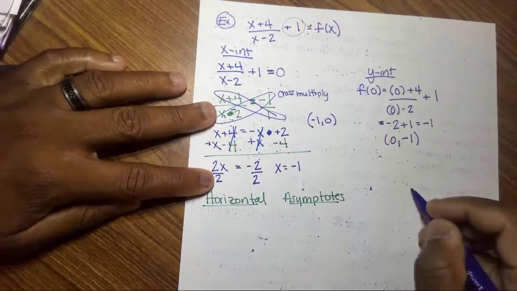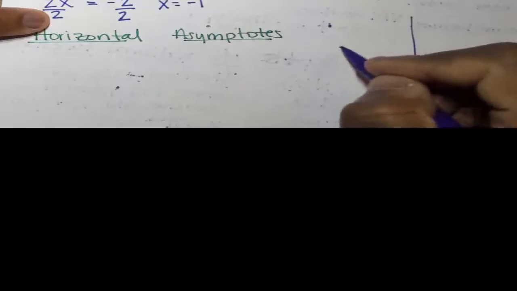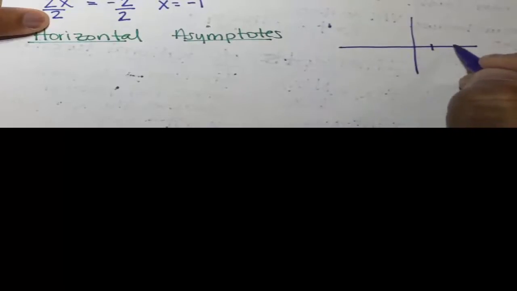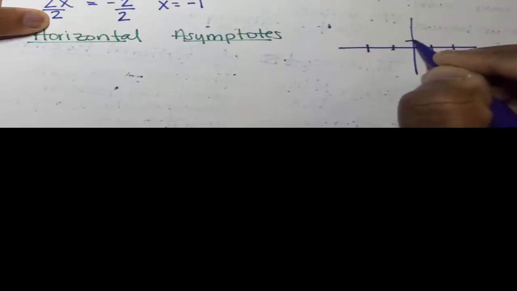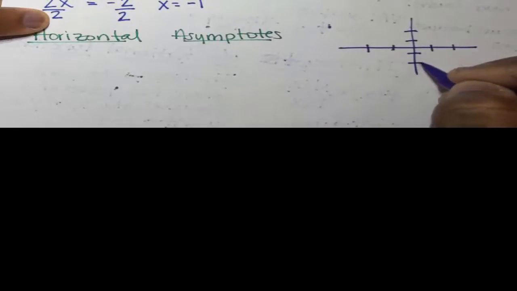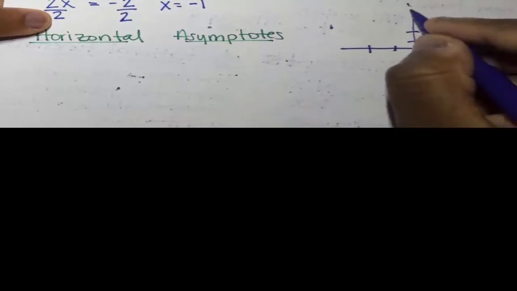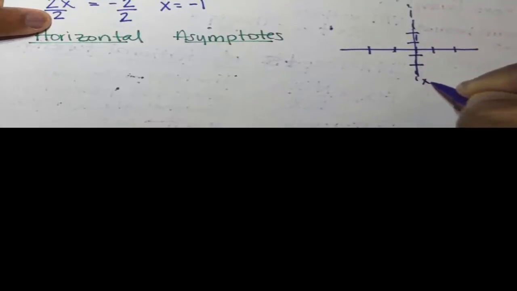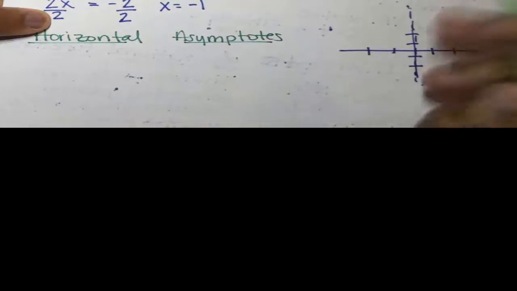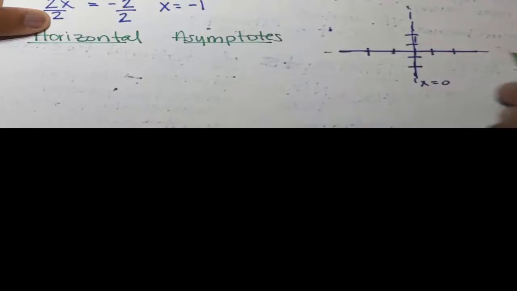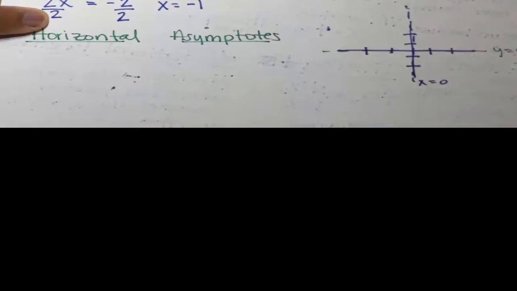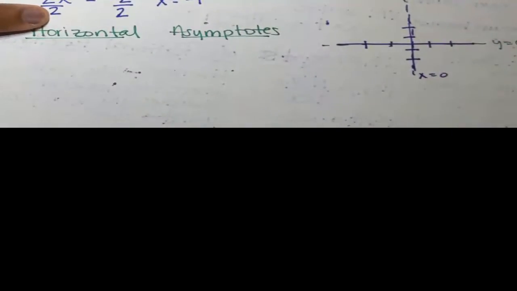And remember, a rational function looks like this. The parent function I gave you yesterday looked like this. This function had a vertical asymptote at x equals 0, and it also had a horizontal asymptote at y equals 0. Imaginary lines at x equals 0 and y equals 0.